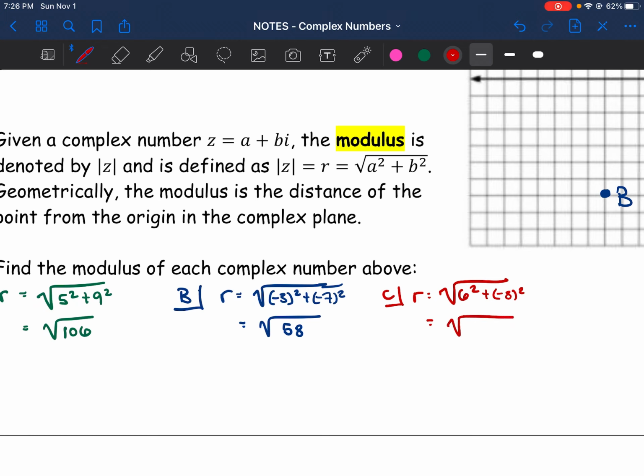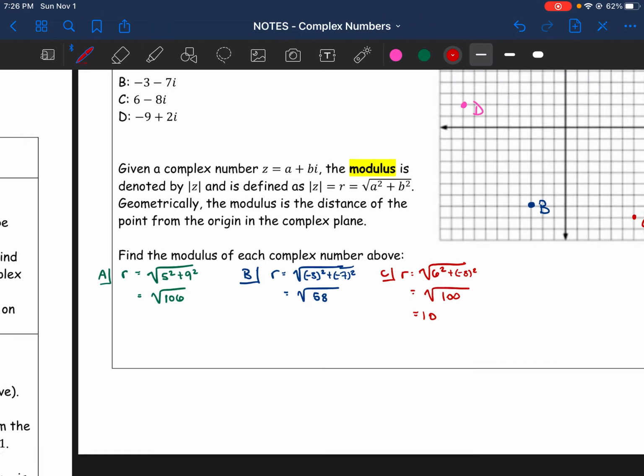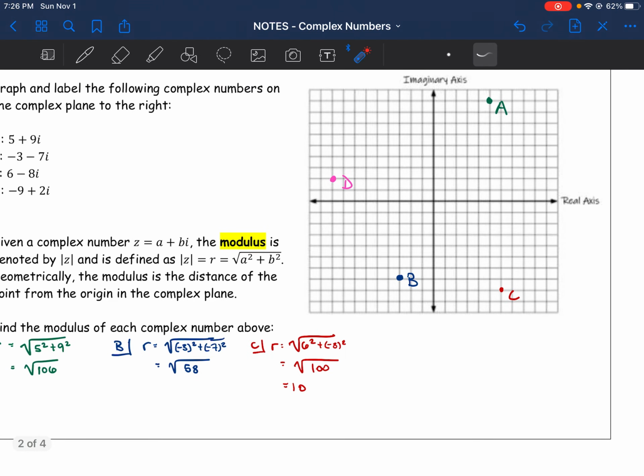That's going to be 36 plus 64, that's 100, and we know the square root of 100 is 10. So once again, just to bring it back to this, this is saying that if I looked at the origin, if I looked at that point on the complex plane, the distance from the origin to that point would be 10. Notice these are all positive numbers. This is a distance.